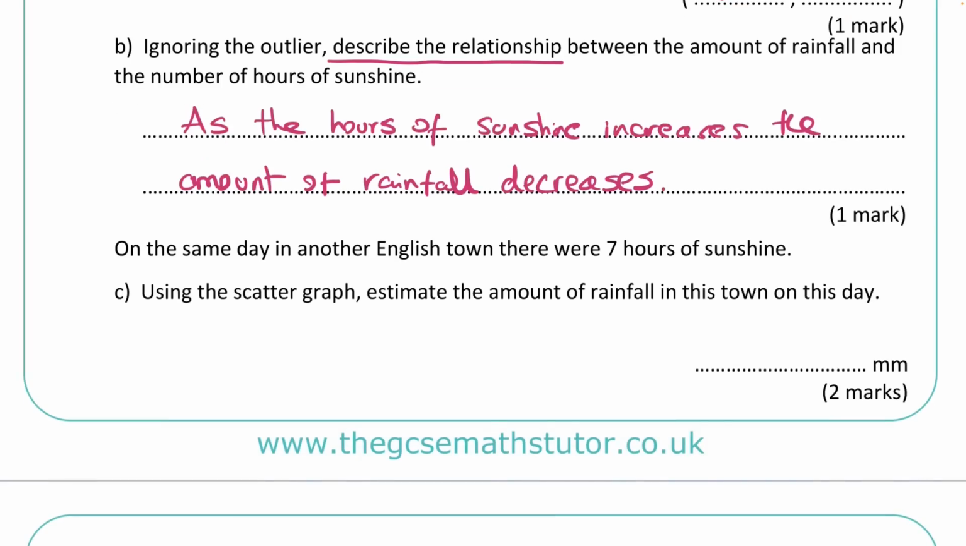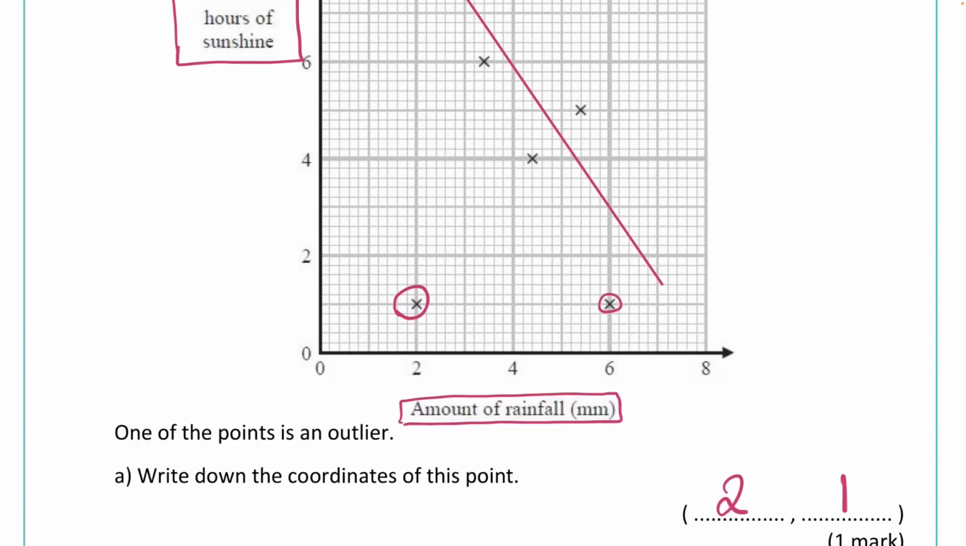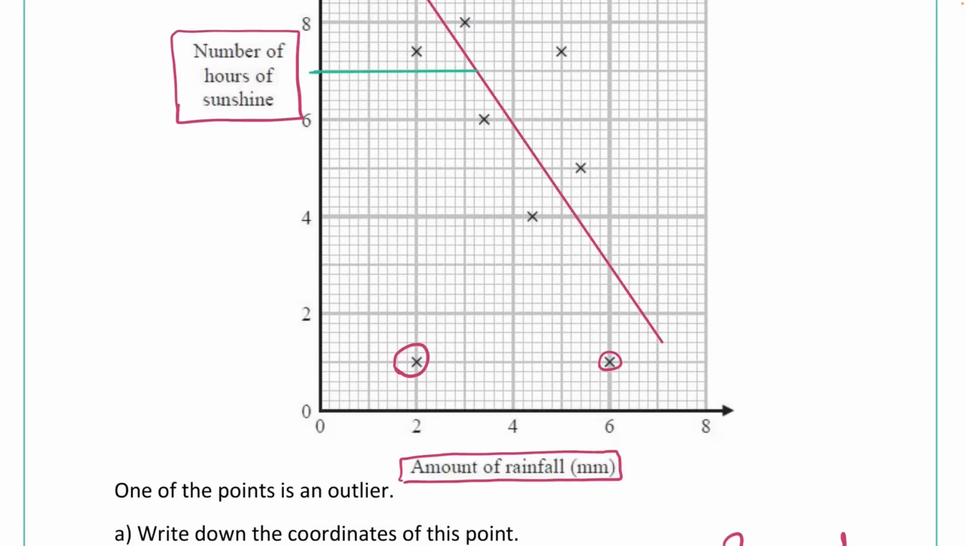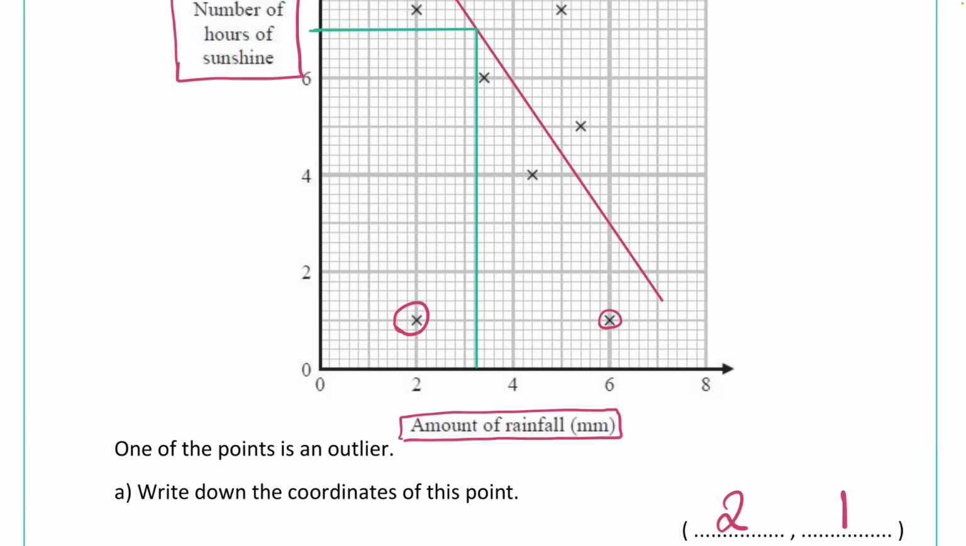For part C, it says on the same day, in another English town, there were 7 hours of sunshine. Using the scatter graph, estimate the amount of rainfall in this town on this day. So we want to go to 7 hours of sunshine, which is between 6 and 8. We're going to draw a nice straight line across to our scatter graph, hit the line of best fit that we've drawn in with a ruler, and then draw a line coming down. We're going to read that as best as we can, most importantly showing it on our graph and showing that we have read using our line of best fit.